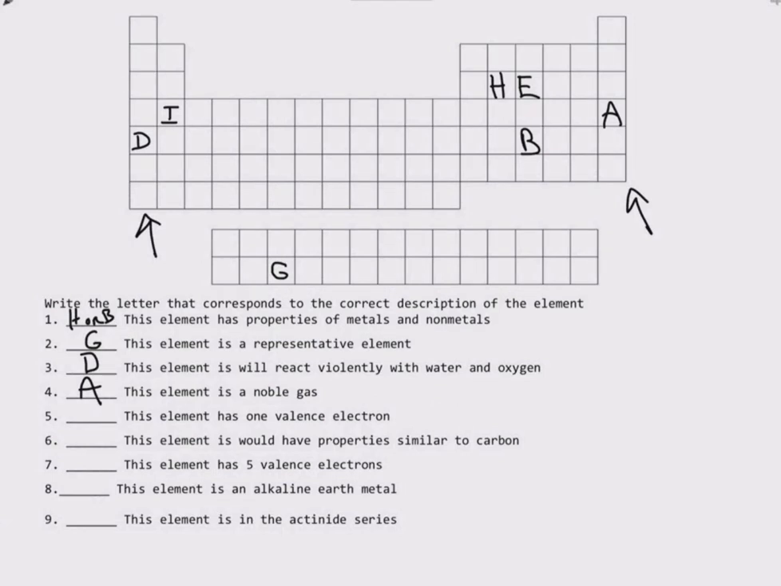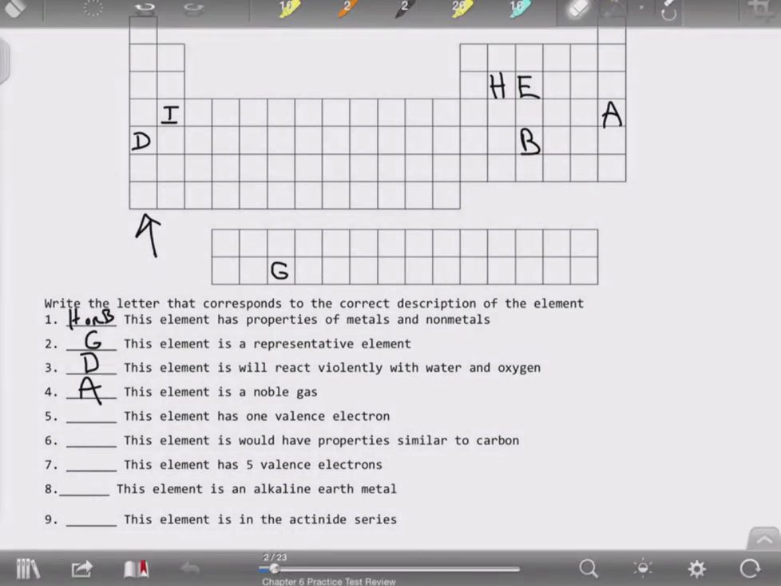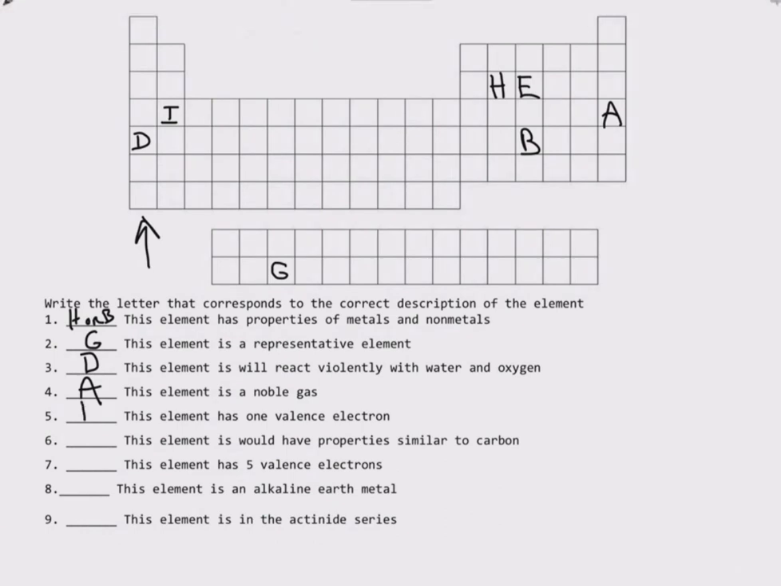The number of valence electrons is related to the groups for the representative elements. So all of the elements in the first group have one valence electron, which means element D. The ones in the second group would have two valence electrons. Then we jump over to 13, which has 3, up to 18, which has 8.